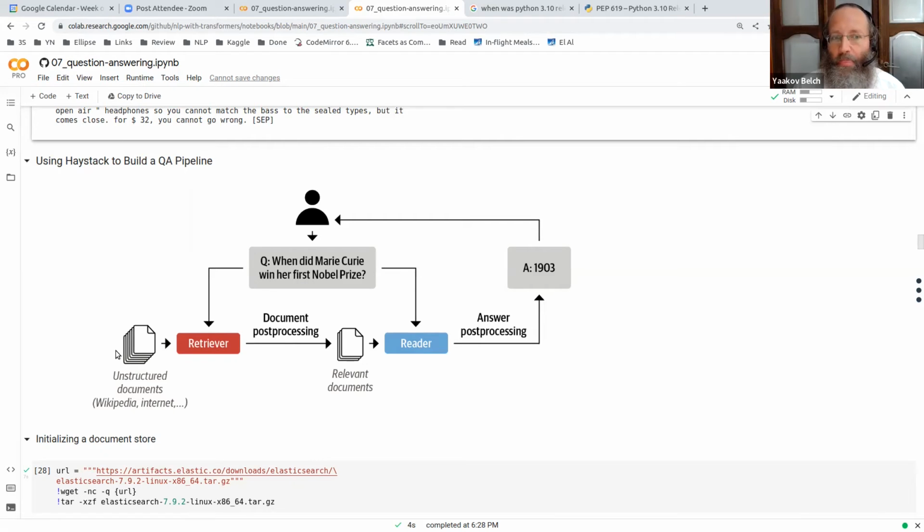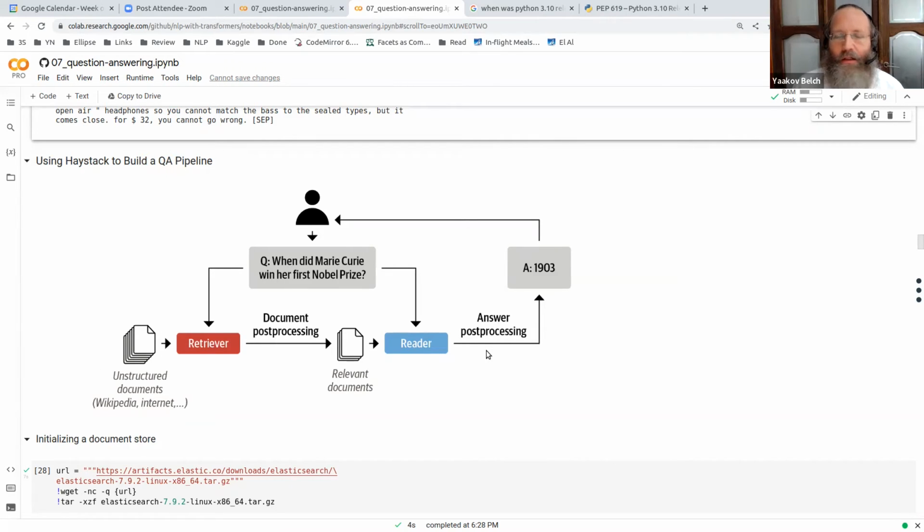And as Darren pointed out, if you make a bad job over here, then the reader has a lot of rubbish to guess, and you get bad answers. But if you make a reasonably good job over here, then maybe the reader can still give a lower score to those documents which are not really relevant, and you still get a good answer in the end. So the answer post-processing is not so much discussed in our chapter, but that's what we do.